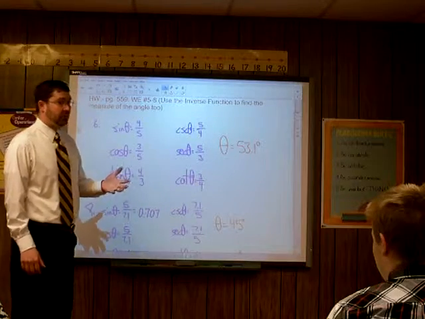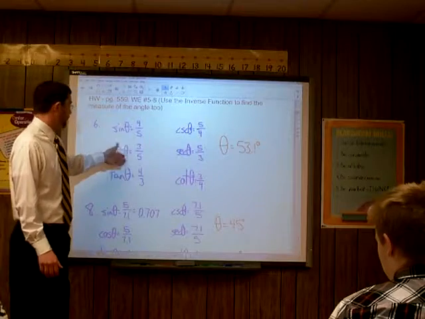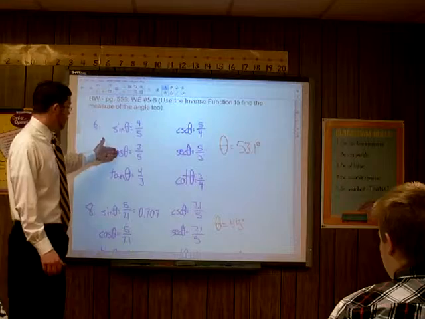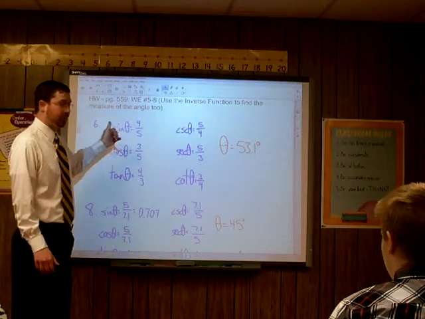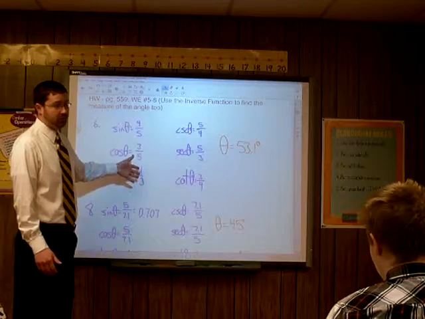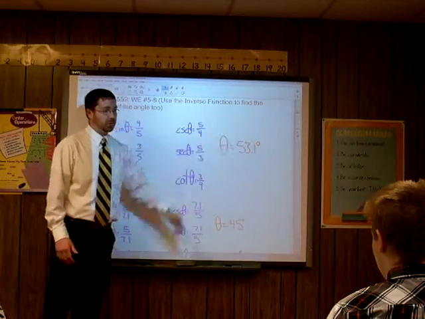And that's fine. Because you're talking about the same angle, if you take the inverse sine of 4/5, you should get the same thing as if you take the inverse cosine of 3/5. And that could have been a way you checked your answer. You know, make sure these are right. Did you get the same angle?